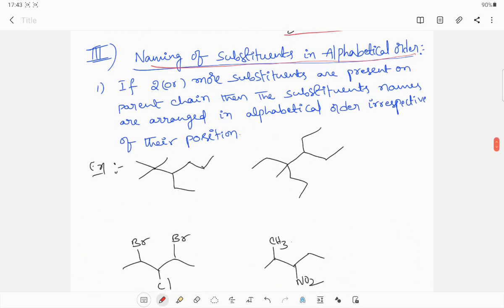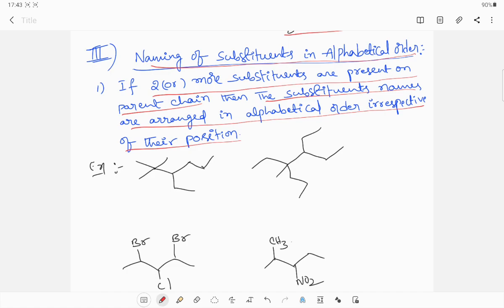Only one rule. If two or more substituents are present on the parent chain, then the substituent names are arranged in alphabetical order irrespective of their position. Whatever the position of the substituents, you need not bother. But while writing the name of the substituent, you should follow alphabetical order.